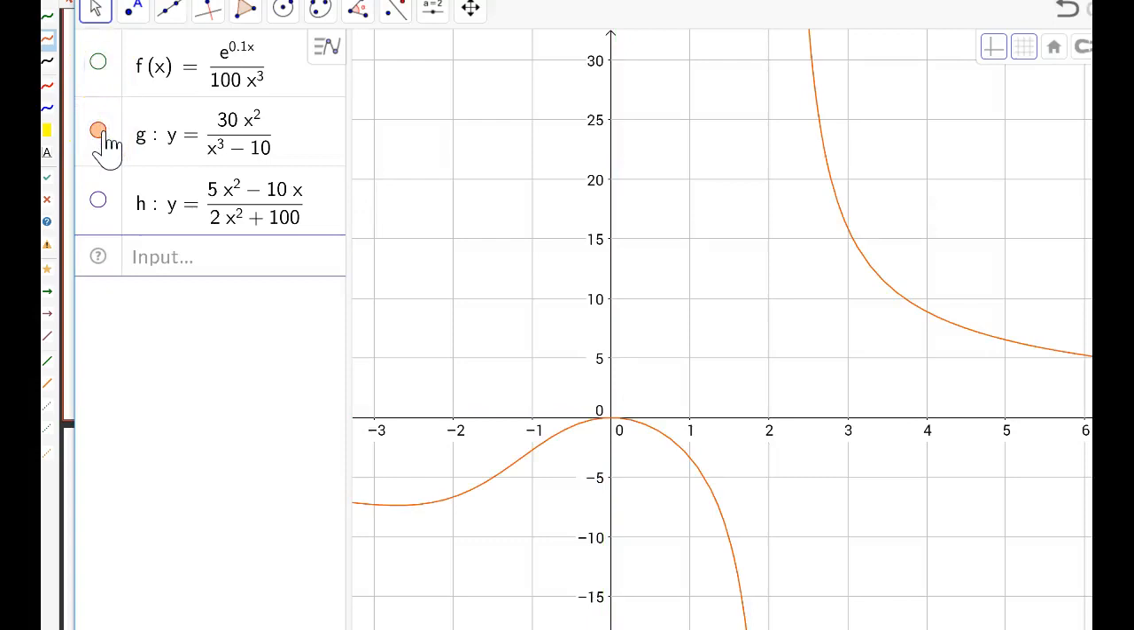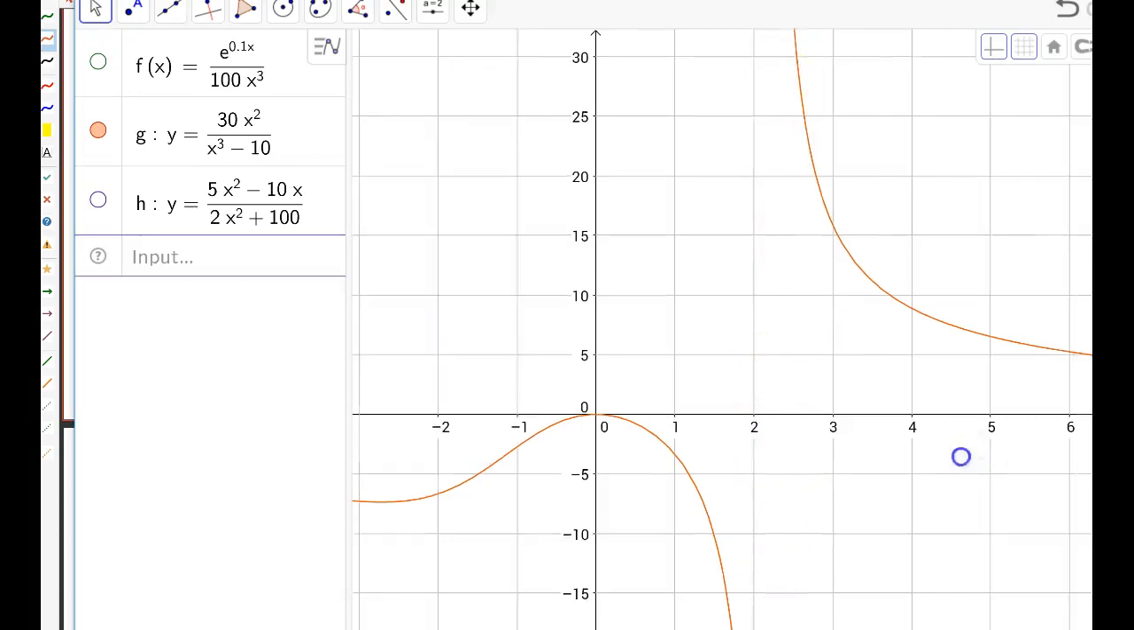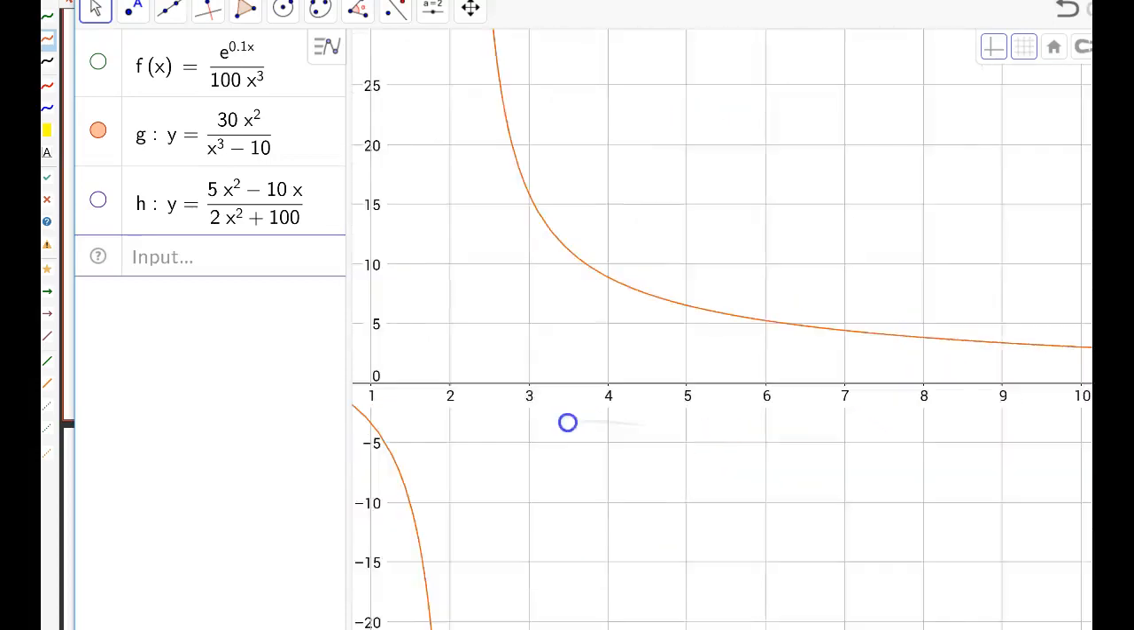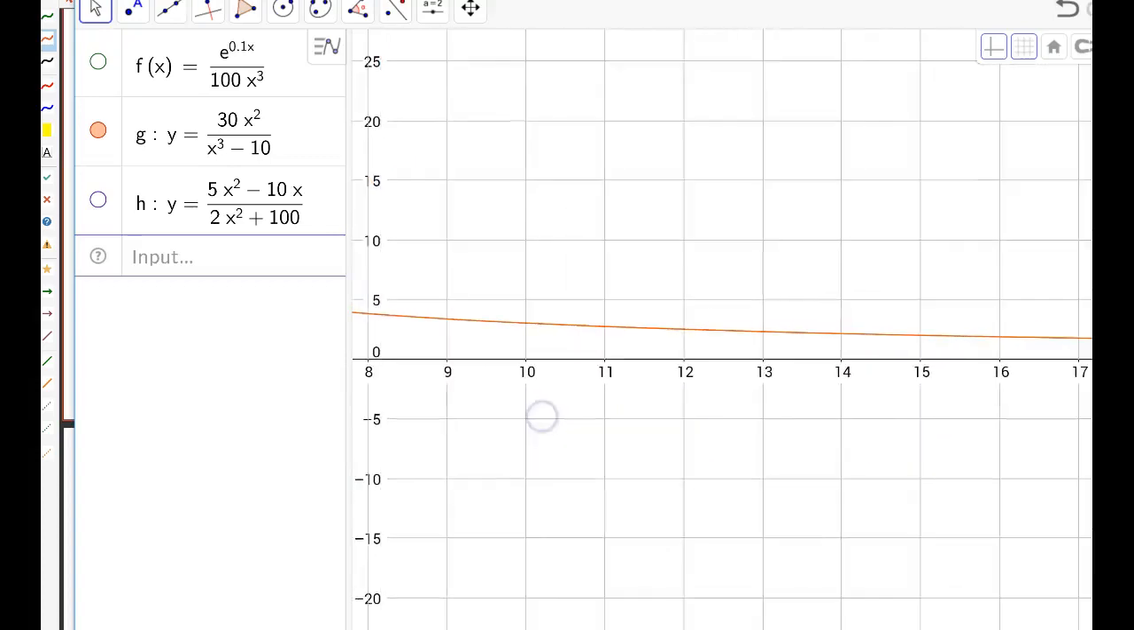So here is the graph of that function, 30x squared over x cubed minus 10. And you can see that if x is the cube root of 10, which is 2.2 or something like that, then this is undefined, and you get a vertical asymptote. But then as x gets bigger than that, it looks like it's going down, getting closer and closer to 0.